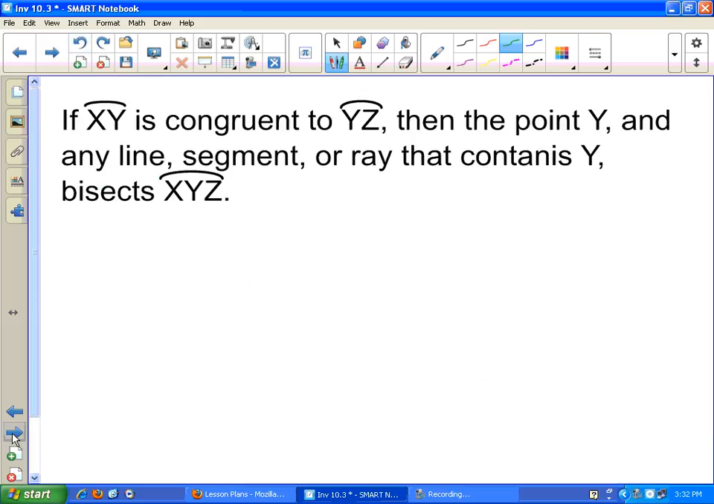All right, so here we go. If XY is congruent to YZ, then the point Y and any line, segment, or ray that contains Y bisects arc XYZ. Interesting fact.